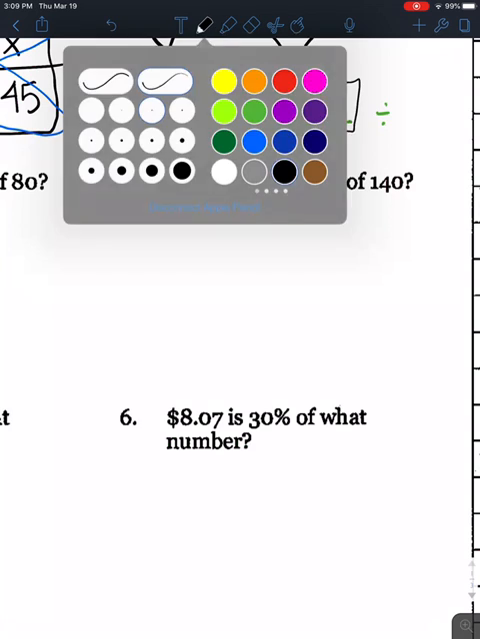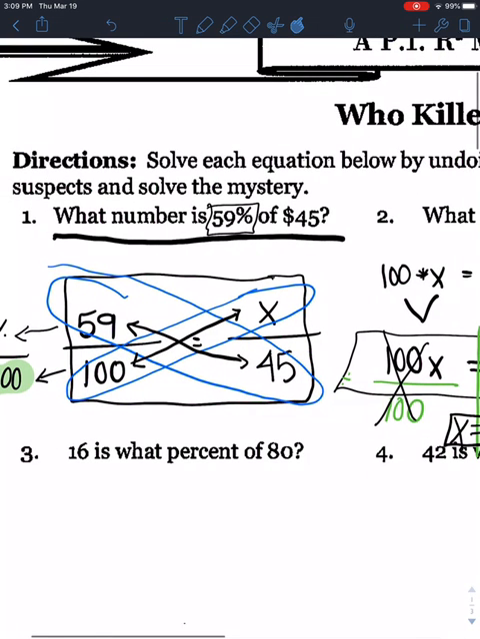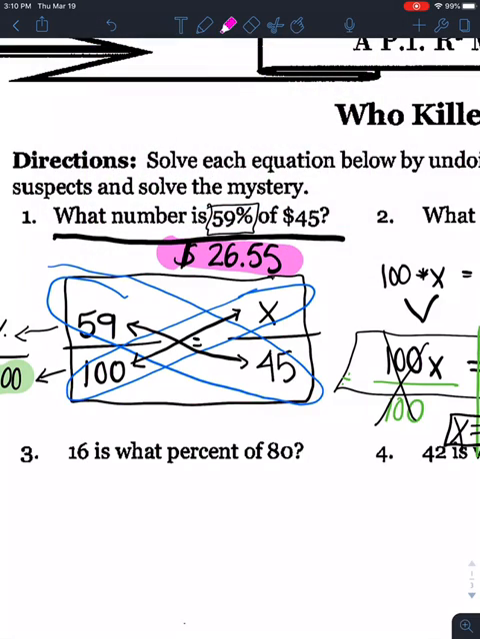So what I'm left with on this side is x equals, and then I am going to do 2,655 divided by 100, which gives us 26.55. So my answer is $26.55. So 59% of 45 is $26.55. And I have solved for that problem.